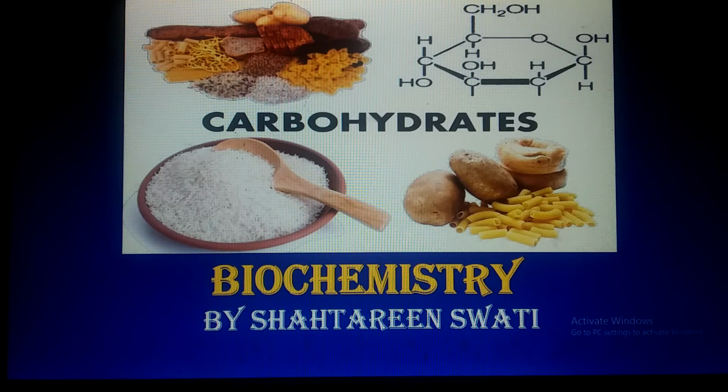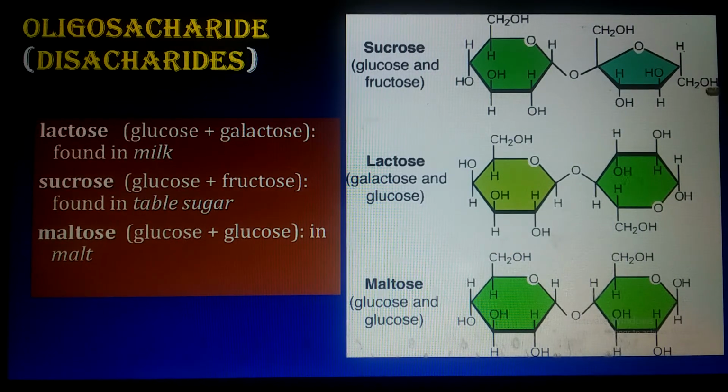And today I will continue my lecture about the carbohydrates. Yesterday I delivered a lecture about the monosaccharides and stereoisomerism, and I will start where I left it. So today I will discuss the oligosaccharides. I have discussed a little bit in my previous lecture about the oligosaccharides.